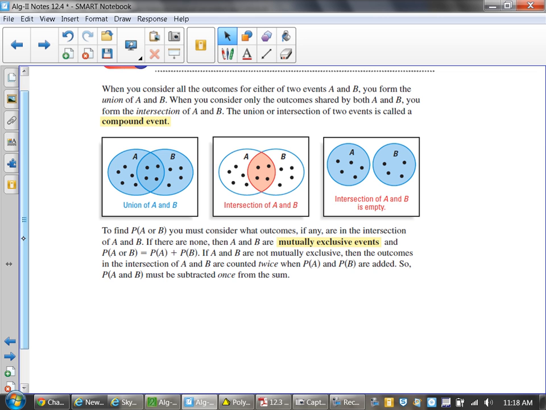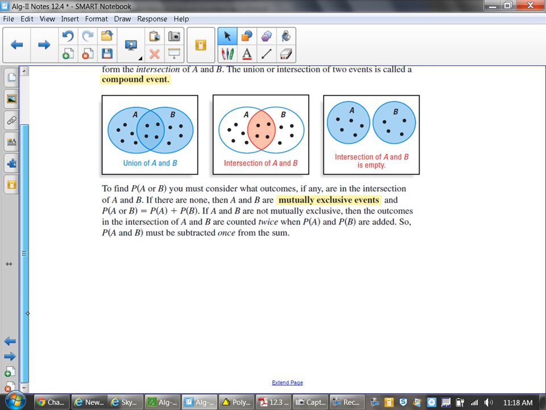Unions and intersections. You guys have probably worked with Venn diagrams, probably in a science class. You're looking at two different events occurring, and sometimes there's an overlap between the two. But sometimes there's not an overlap. Sometimes you can have two different events that don't have any overlap. Those are called mutually exclusive.